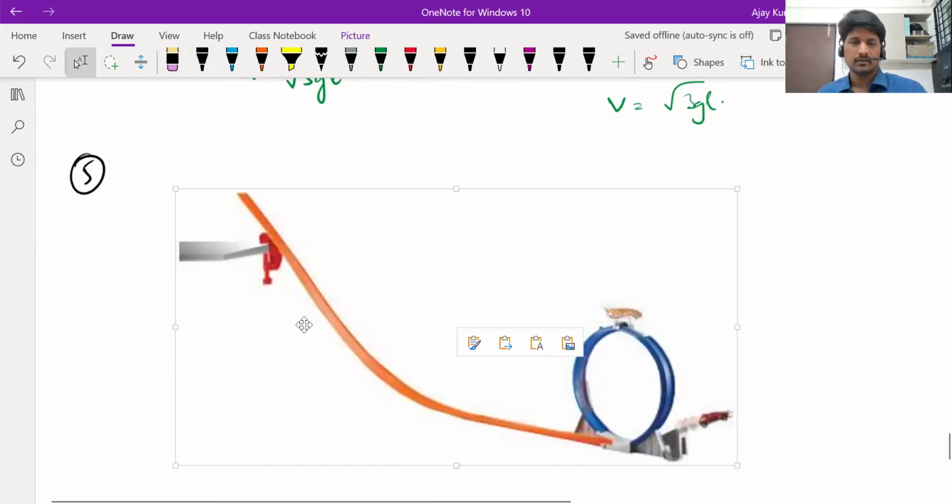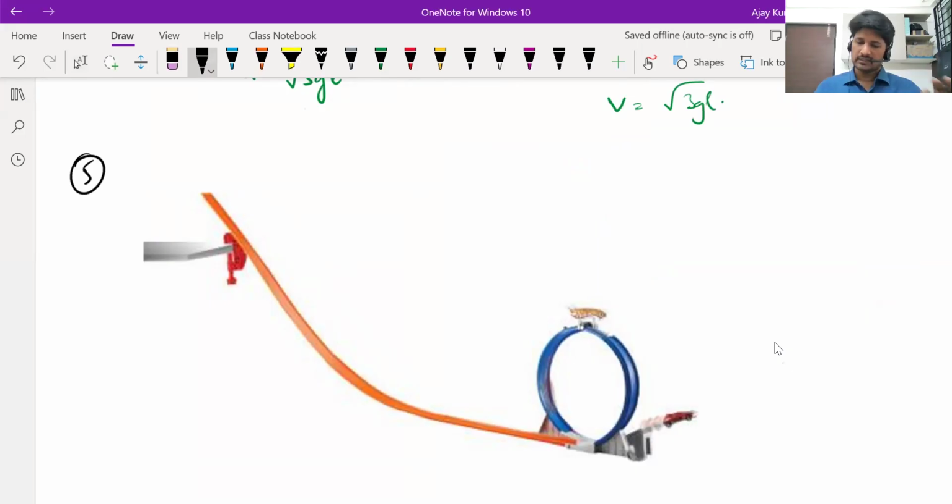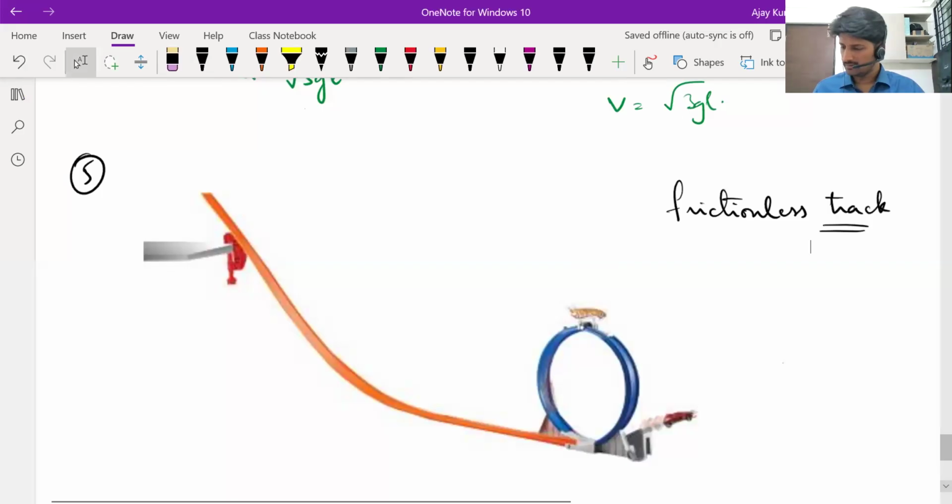We know that depending on the height from which you release the object, it enters into the loop with different speeds. Small height, it enters with small speed. Greater height, greater speed. Sufficient height, it will enter with sufficient speed to complete the loop. Let's assume the track is frictionless. Ignore air resistance also. Frictionless track.